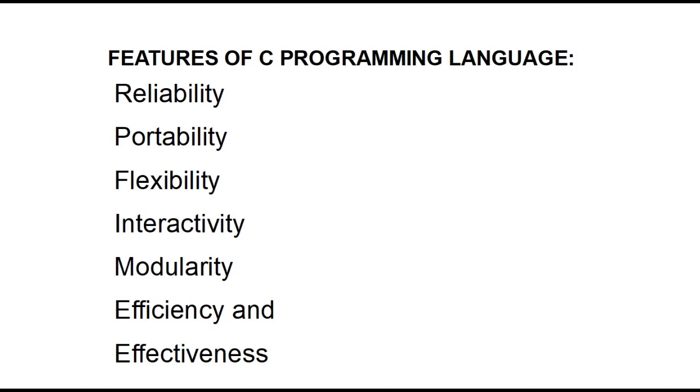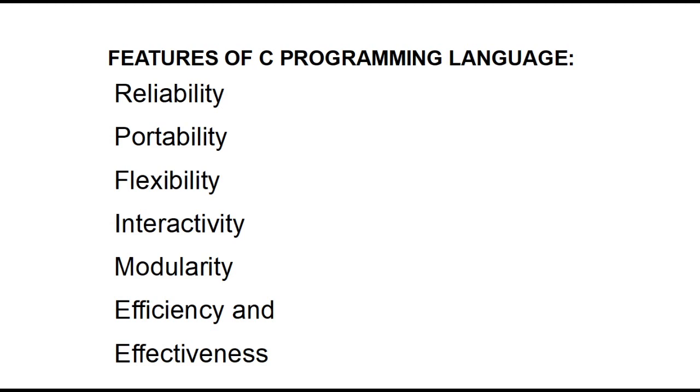Another important feature of C is the ability to extend itself. That is the flexibility of the C programming language. Next is interactivity. In C, we can add our own features and add them to the C library. Next is modularity. The concept of writing C code in the form of library functions for further future use is the modularity of C programs.